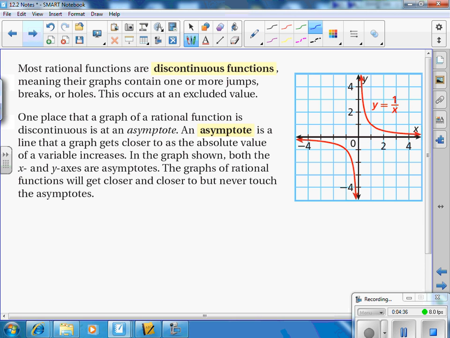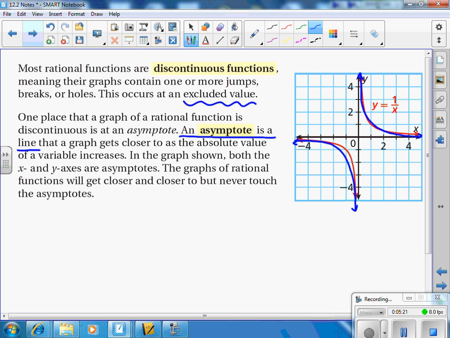are something called asymptotes. So most rational functions are discontinuous. That means you can't draw the whole graph without picking up your pencil. So this graph, I can draw this part, but then I have to pick up my pencil to draw this part. Not continuous, meaning that their graph contains one or more jumps, breaks, or holes. This always occurs at an excluded value, the ones that we were just talking about. So one place that a graph of a rational function is discontinuous is at an asymptote. Asymptote. An asymptote is a line.